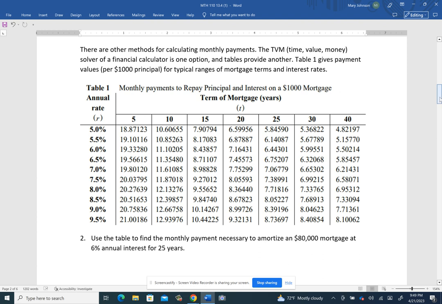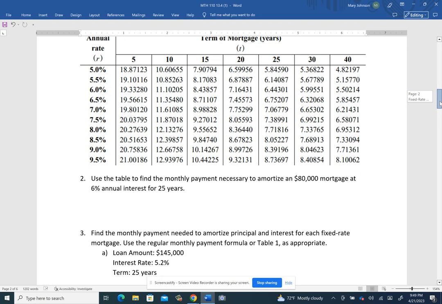So it's still an $80,000 mortgage, 6% annual interest for 25 years. So you're going to look at 25 years and 6%, and you're going to find this factor in the table. Okay. And that's basically $6.44, what you would have to pay if you borrowed $1,000.